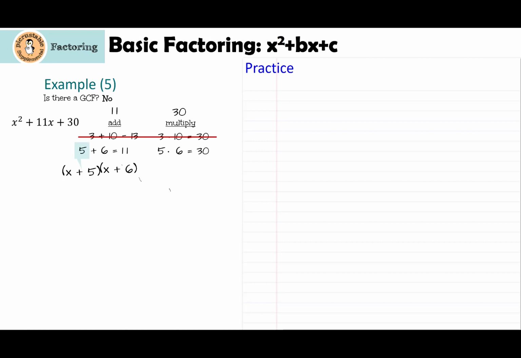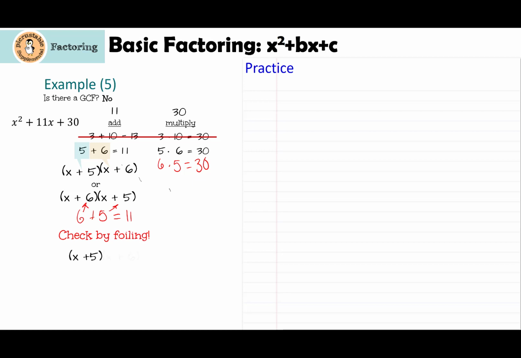Where did I get the 5? Plus 5 right here. And where did I get the plus 6? From right there. We could also have x plus 6 times x plus 5. Remember, it just depends. If I had 6 times 5 equals 30, then I would have 6 plus 5 equals 11. Remember, it doesn't matter, but let's check by FOILing.